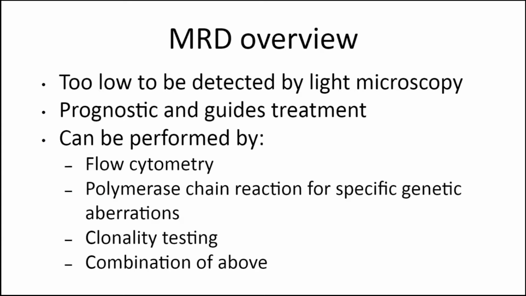Minimal residual disease testing is used in hematolymphoid neoplasms to describe residual or recurrent disease after treatment that's at such a low level we can't see it by light microscopy. In most neoplasms, MRD status is prognostic and it may guide treatment. There are several ways MRD testing can be performed, the most common of which are flow cytometry, PCR for specific genetic aberrations, clonality testing like immunoglobulin or T-cell receptor restriction, or a combination of these methods.